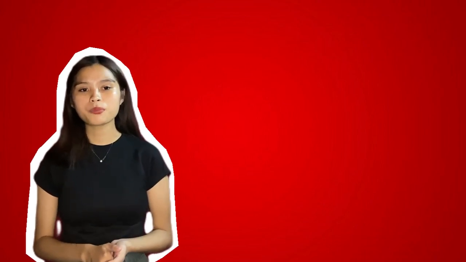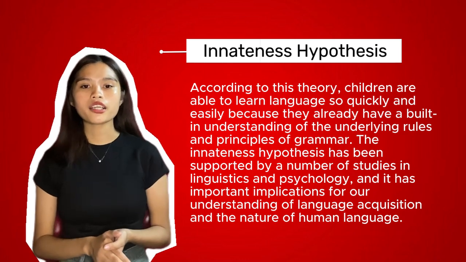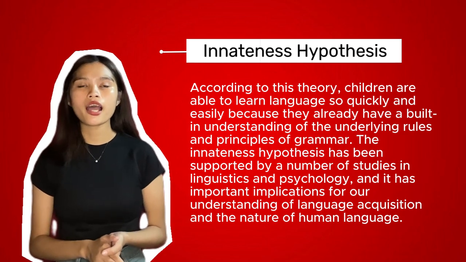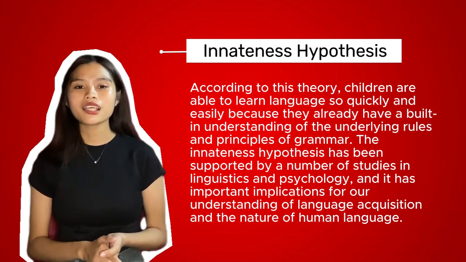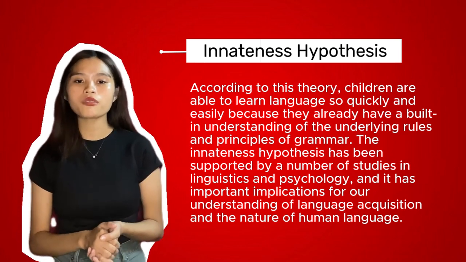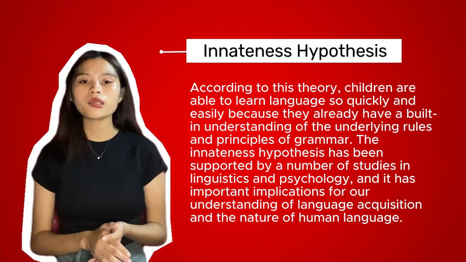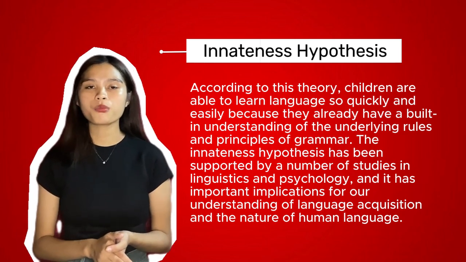Universal grammar is the theory that all humans are born with an innate knowledge of the basic principles of language structure, and this is called the innateness hypothesis. According to this theory, children are able to learn languages so quickly and easily because they already have built-in rules and principles of grammar. The innateness hypothesis has been supported by a number of studies in linguistics and psychology and it has important implications for our understanding of language acquisition and the nature of human language.